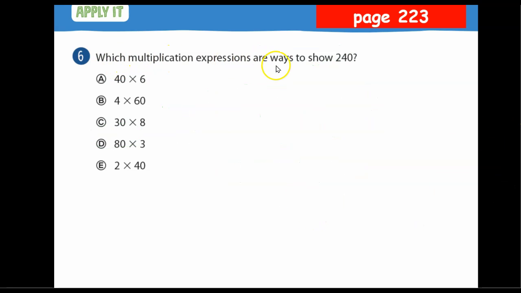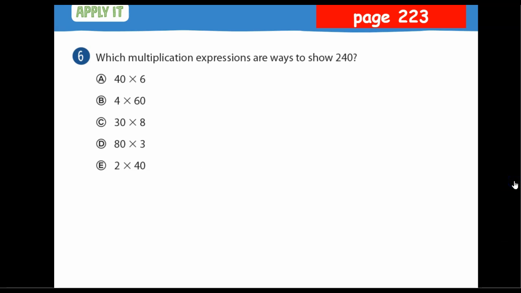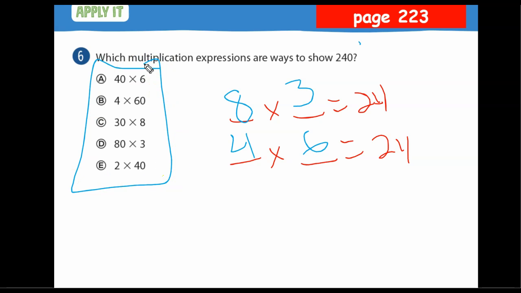It says, which multiplication expressions are ways to show 240? Which ones do you think? So I want to know which basic facts equal 24. Okay? What do you think? Somebody just said it. 8 times 3. What else? 4 times 6. Right? So which one of these would fit to answer 240?